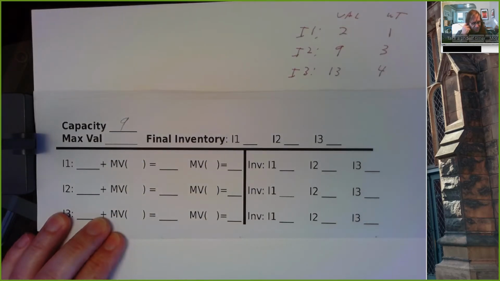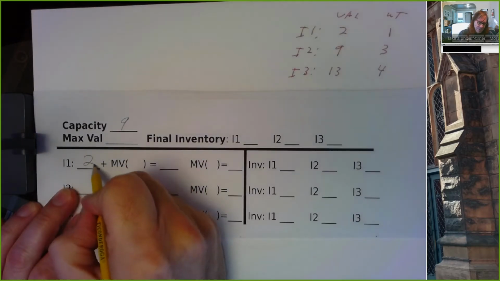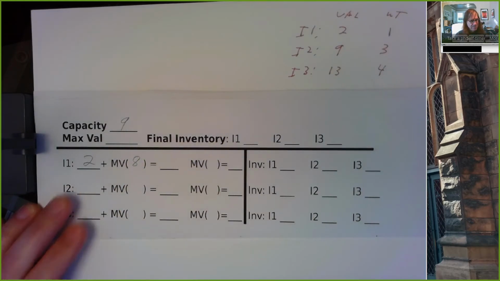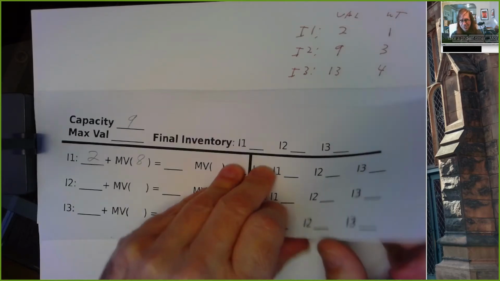All right, well, how can I do that? Well, let's see. I could start with item 1, which has a value of 2, and reduces my capacity by 1, so I need to find max val of 8. Okay, it's going to make a recursive call to max val 8. So this goes on the stack.